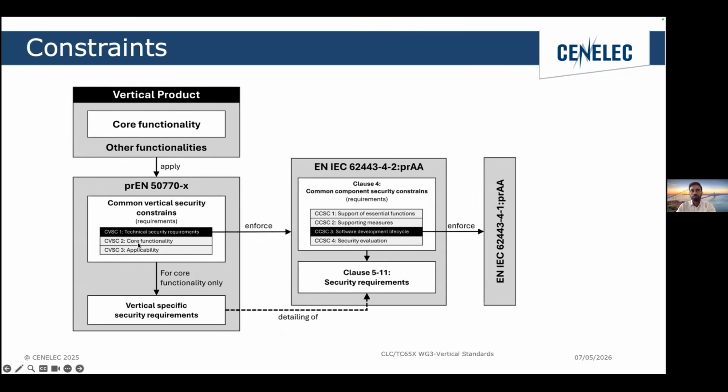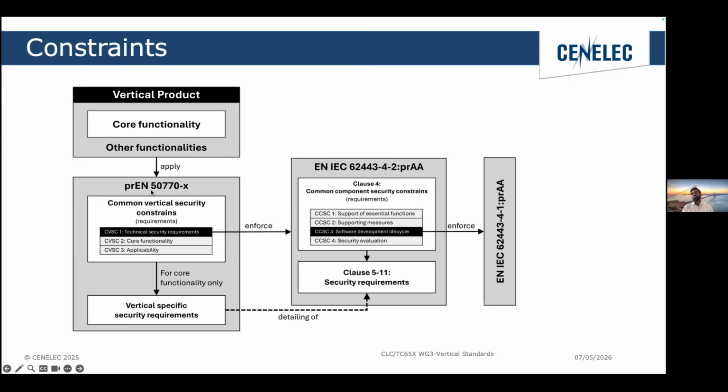One, CBSE 1, which is for technical security requirements, CBSE 2, core functionality, and CBSE 3, applicability. And you come up with the list, and we came up with the list of vertical specific security requirements. This is to address only core functionality. But CBSE 1 is going to trigger CCSE 3, which is the software development lifecycle, which enforces 4-1. And also 4-2; in 4-2, there is also a list of clause 5 requirements, which can be derived specific to the verticals and also can be addressed for the other functionalities.